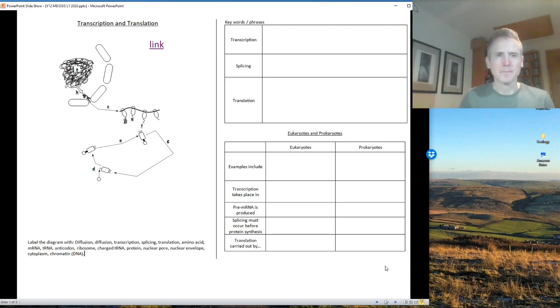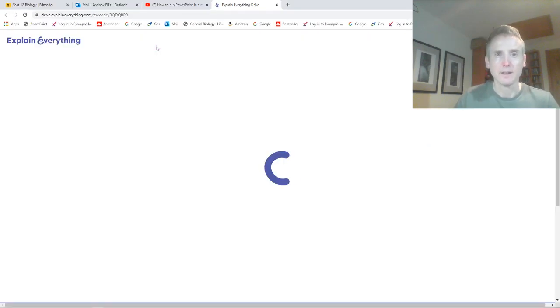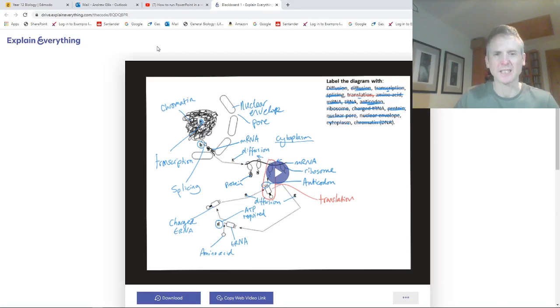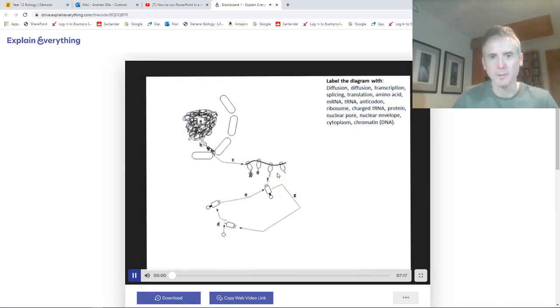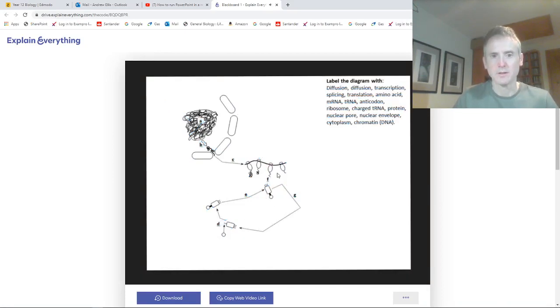Right. First of all, I put this sheet onto Edmodo, and I shall put it on the email that I send you as well. If you click on the link in Edmodo, it'll take you to this explain everything where I go through the labelling of this diagram. So that's a bit of revision. Let's play it a bit now. Right, we're going to label up this summary diagram of transcription and translation.